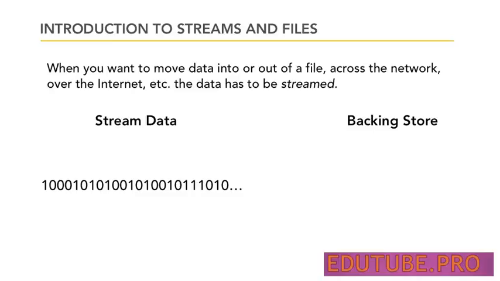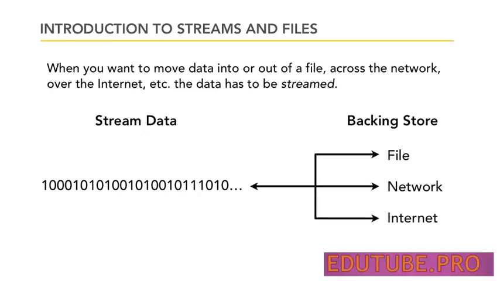Now, the backing store can be anything. It can be a file. It can be some place on the network. It can be someplace out over the internet. It doesn't really matter what it is. The point is the backing store is where the information goes to or comes from.